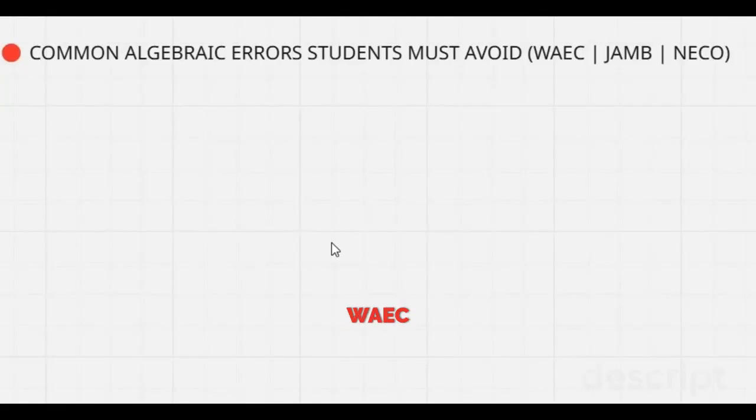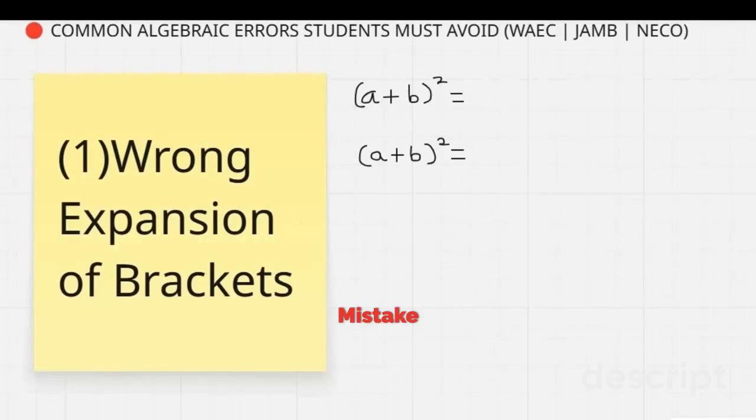If you are writing WAEC, JAMB or NECO this year, these algebra mistakes can cost you easy marks, even if you know the topic. Let me show you how to avoid it. Mistake number 1, wrong expansion of bracket.